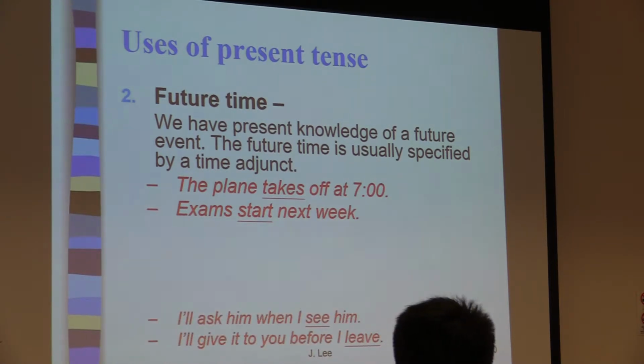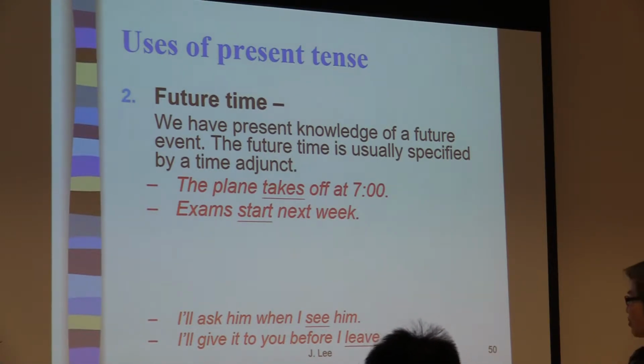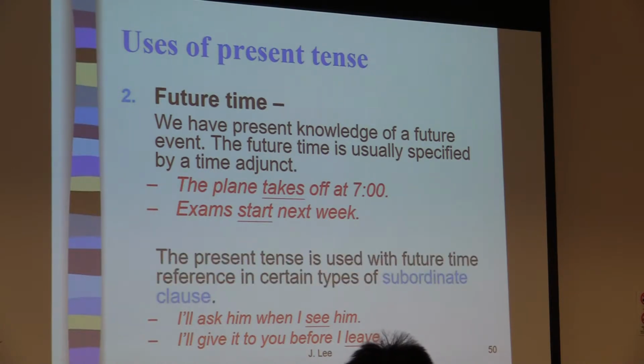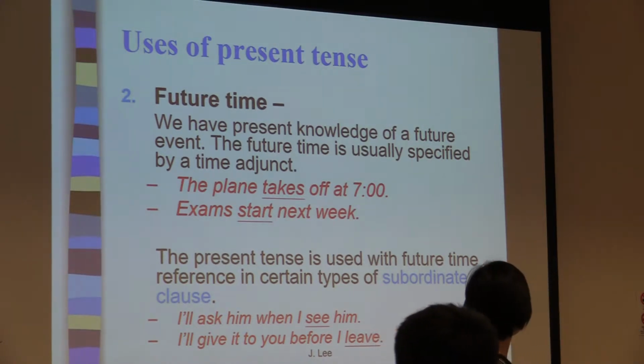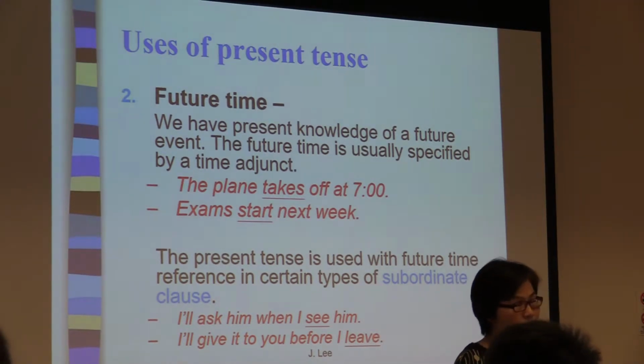Well, I'll ask him when I see him. Have you seen him yet? No, when I see him. I'll give it to you before I leave. Have you left? No. So also about the future time. Although they are in the simple present tense, in this kind of clause, the subordinate clause, the present tense is used with future time reference in certain types of subordinate clause.